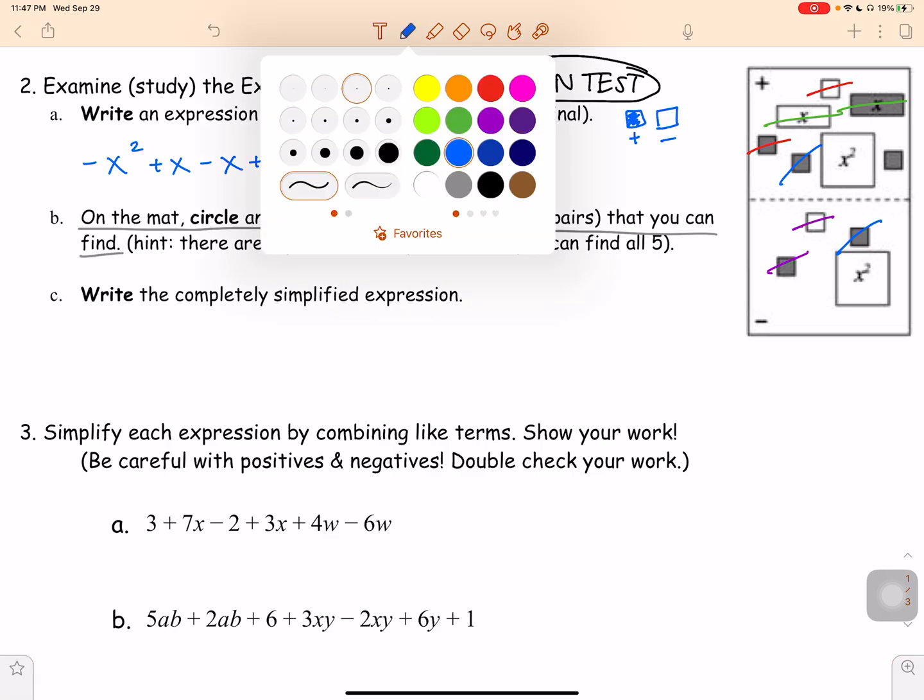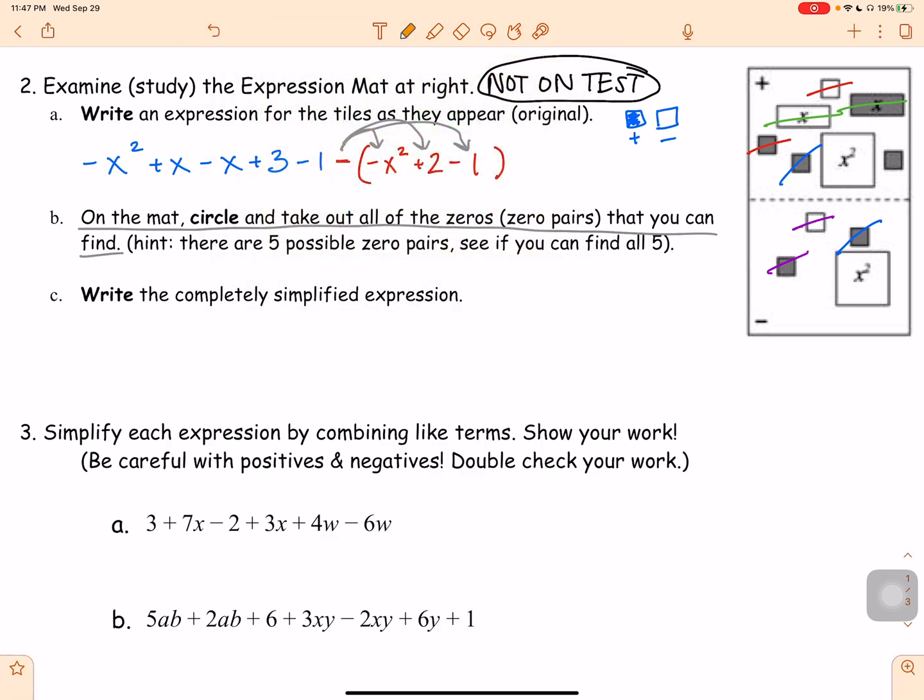And then I can do the same exact thing with the x squared. So these are both the negative x squared. If I were to flip this guy over there, it would become a solid x squared. So then it would cancel out with the other x squared. So you guys could also see this.